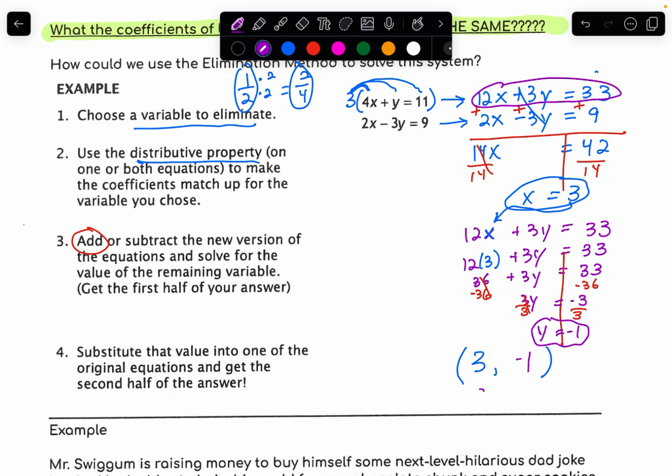So now we have the entire solution. If we graphed these 2 lines using Desmos, or if we graphed it by hand, I suppose, then we would have those 2 lines cross at the point 3, negative 1.